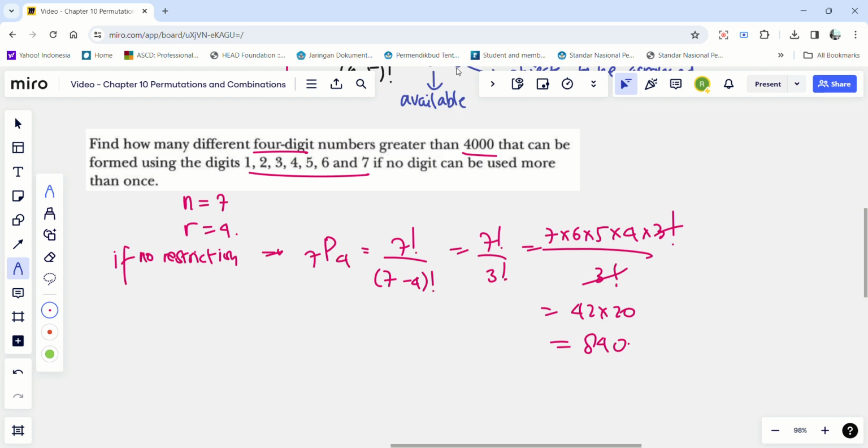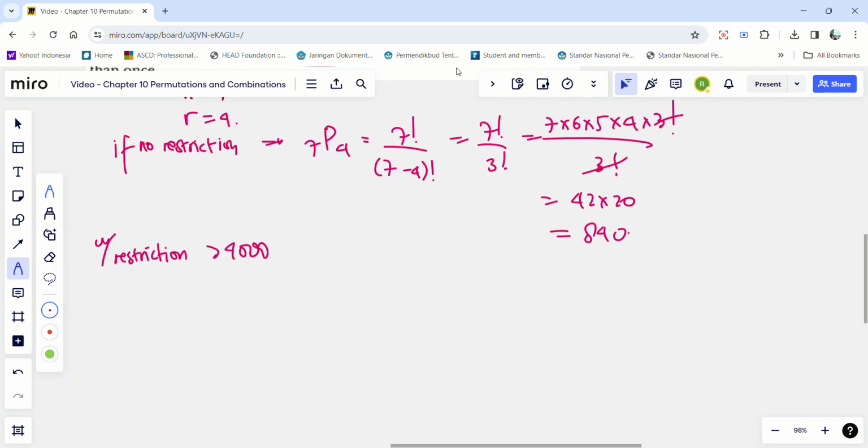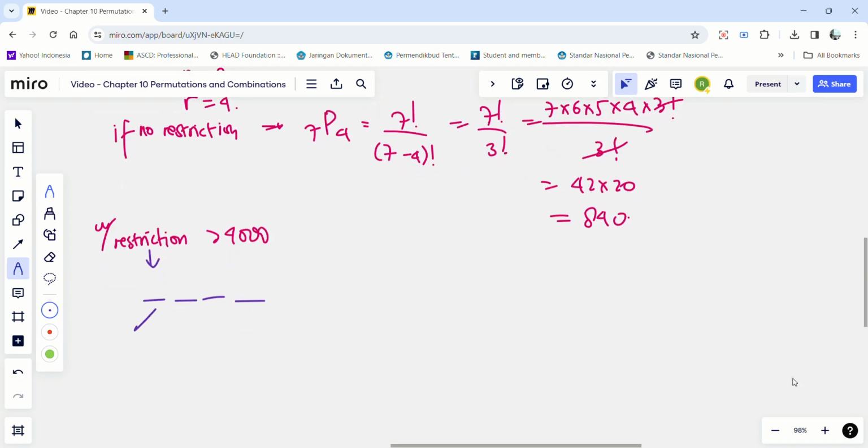But because there is a restriction, right? With the restriction of greater than 4,000, this makes it more interesting. So you have to put it this way: 1, 2, 3, 4, right? You have 4 digits. To make sure that it will be more than 4,000, you have to be very clear on the very first position, right? You have the digits, earlier you go from 1 until 7. So it means this first digit must be either 4, 5, 6, or 7, right?